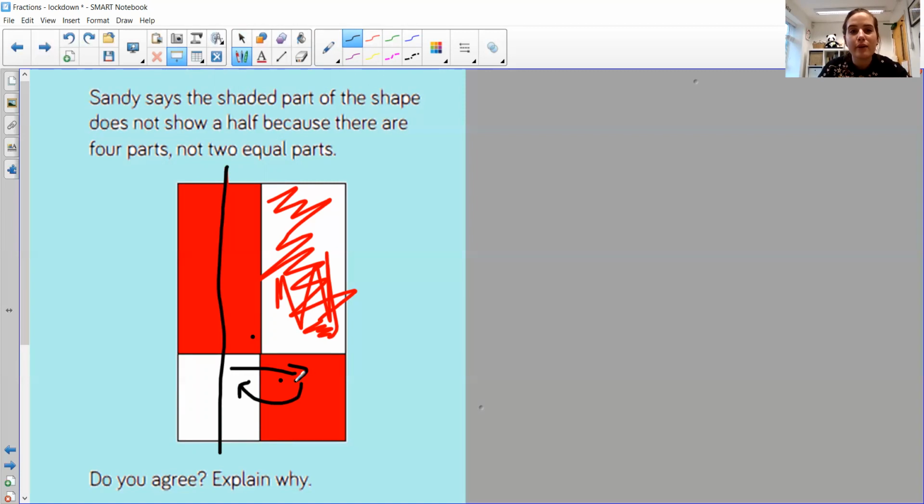Hopefully the grown-ups at home can help me with explaining that one because it's a little bit tricky to use the SMART to teach. However, I thought it was a really good discussion point for the lesson.